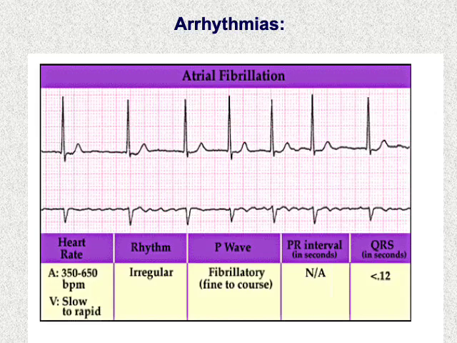stops contracting, and then the blood pools in the atrium, usually in the atrial appendage, and can stagnate and form intracavitary thrombi or clots, and these can embolize from the left atrial appendage to cause a stroke. So this is a very dangerous arrhythmia. It can cause stroke, which is the most common cause of disability in the adult population.